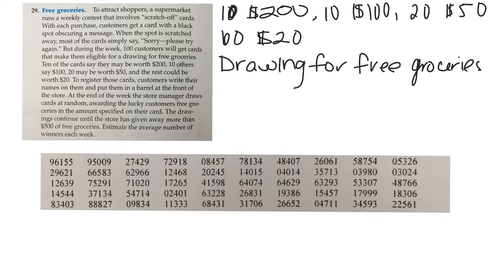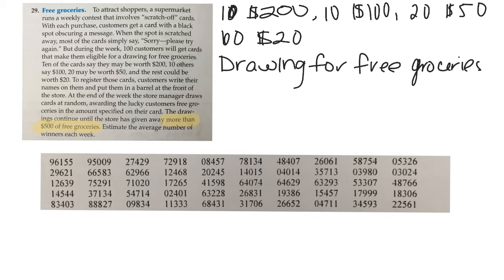To register those cards, customers write their names on them, put them in a barrel at the front of the store. At the end of the week, the store manager draws cards at random, awarding the lucky customers free groceries in the amount specified on the card. The drawings continue until the store has given away more than $500 of free groceries. Does that mean they're going to stop at $500? No, they're going to find one more winner after they reach $500 if they land on that exact amount.